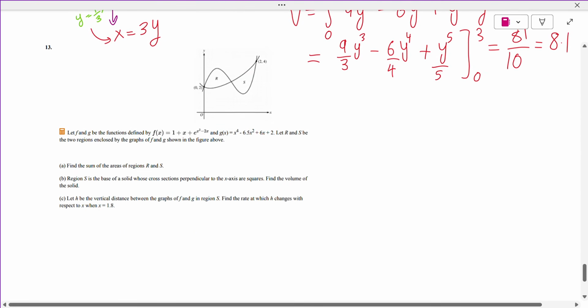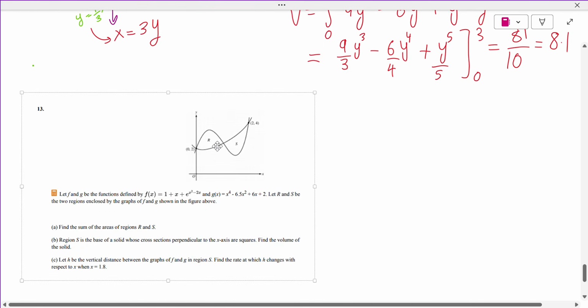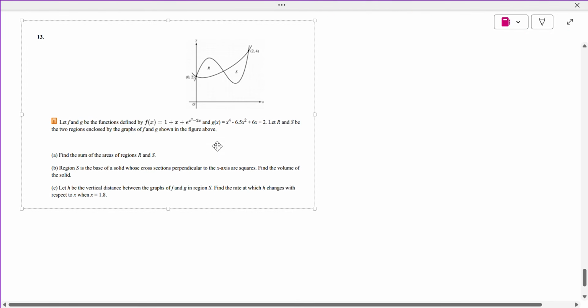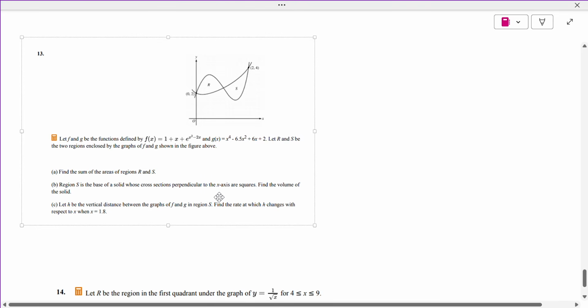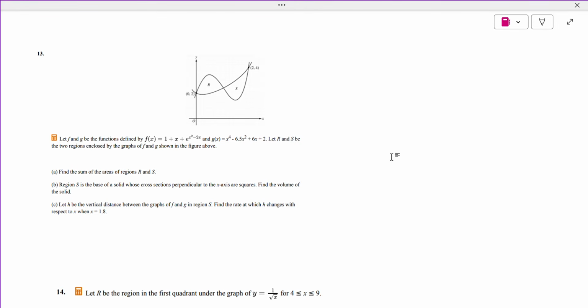Moving on to question 13. Let me just get some space. Okay, question 13, we have a function f and another function g, defined by the given functions in the question. Let R and S be the two regions enclosed by the two graphs. Find the sum of the areas of region R and region S.